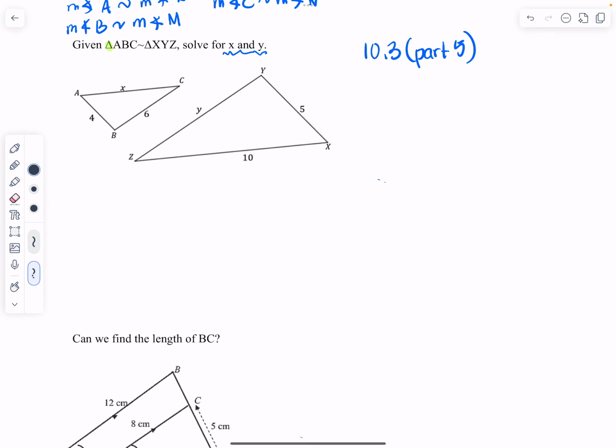This is 10.3 part 5, and this is the last video of this section. So it says given triangle ABC is similar to triangle XYZ, we have to solve for X and Y.